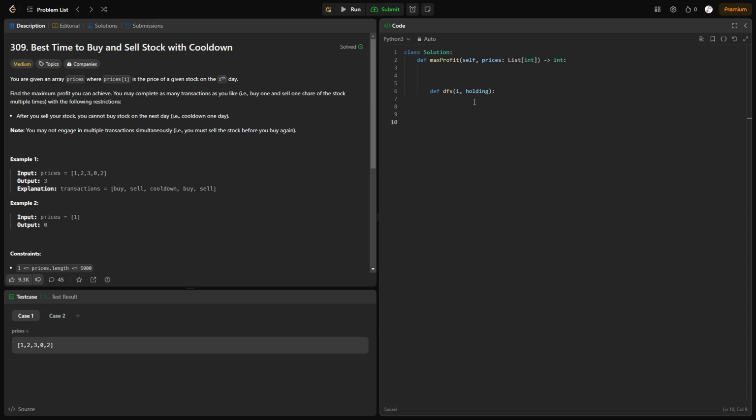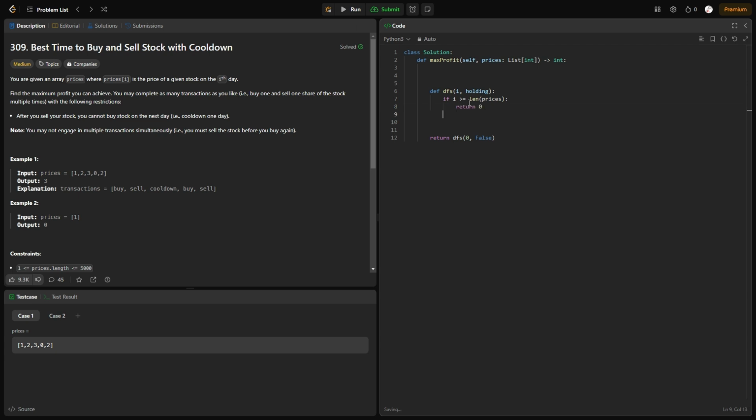And to call the function DFS, we can return DFS starting from the first day. And at the start, we're not going to be holding any stock, so this should be false. In the function DFS, first we should check that i is in range of prices. If we've gone through all the prices and we pass the last day, then there's no more profit to be gained. So if i is greater than or equal to the length of prices, we can just safely return 0.